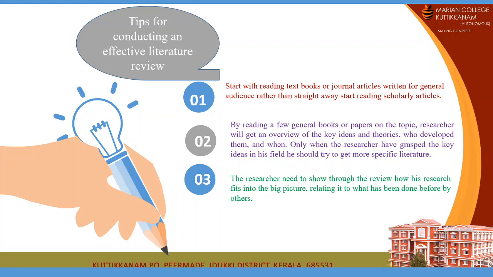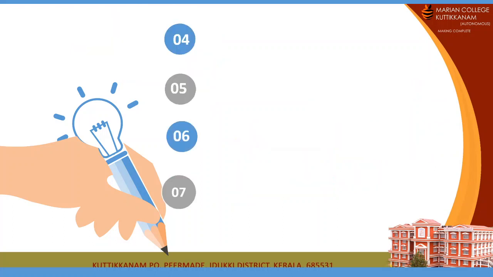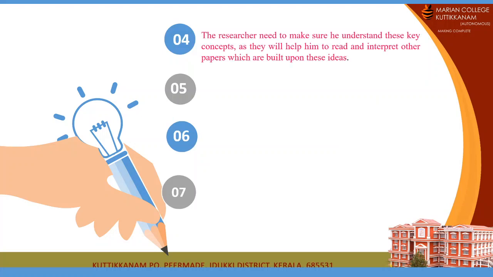Tip number 3. The researcher needs to show through the research or review how his research fits into the big picture, relating it to what has been done before by others. Why do we include a literature review in an article or a thesis? It is to give some background and context to our own work. So it is always better for the researcher to show through his review how his research fits into the big picture.